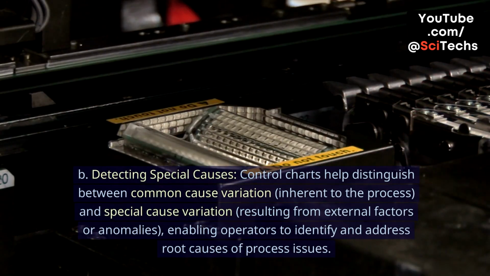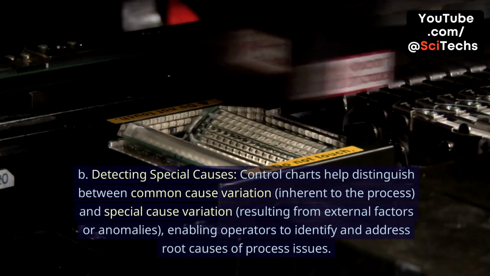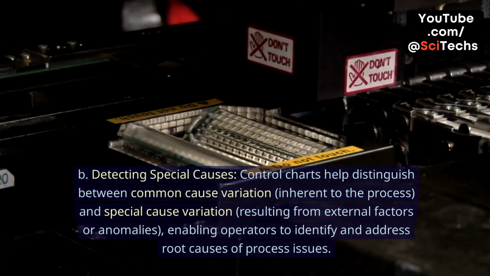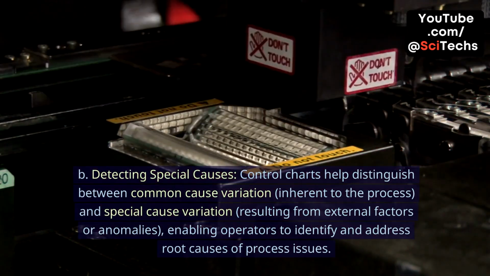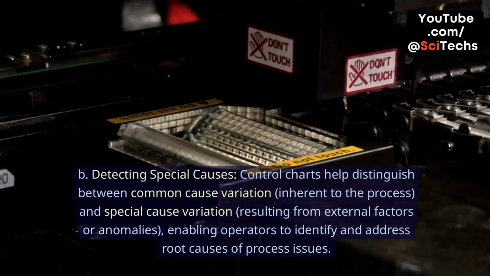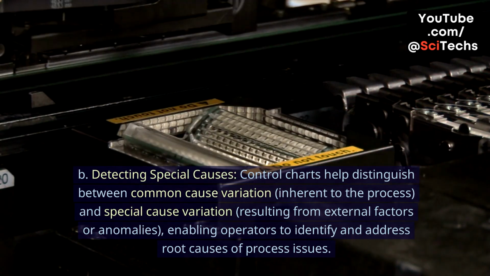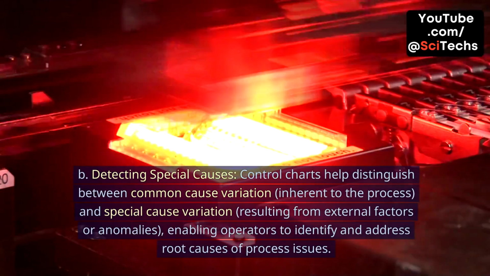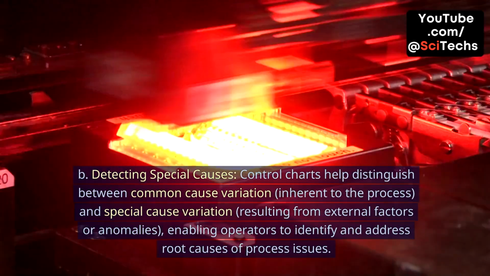B. Detecting special causes. Control charts help distinguish between common cause variation, inherent to the process, and special cause variation, resulting from external factors or anomalies, enabling operators to identify and address root causes of process issues.